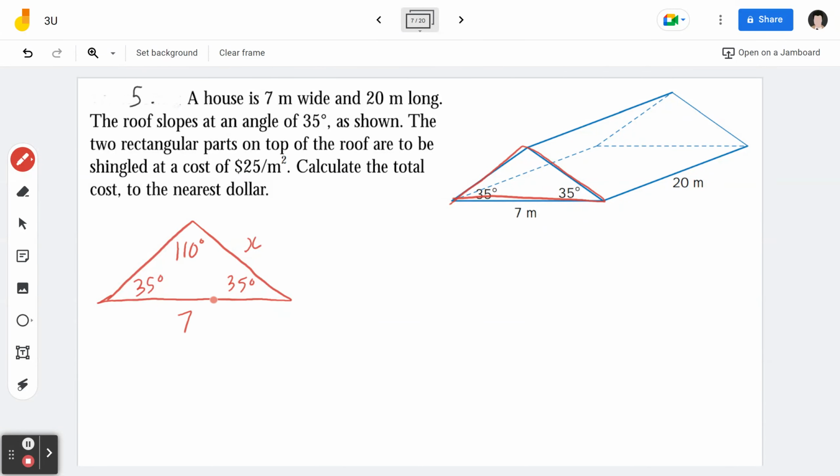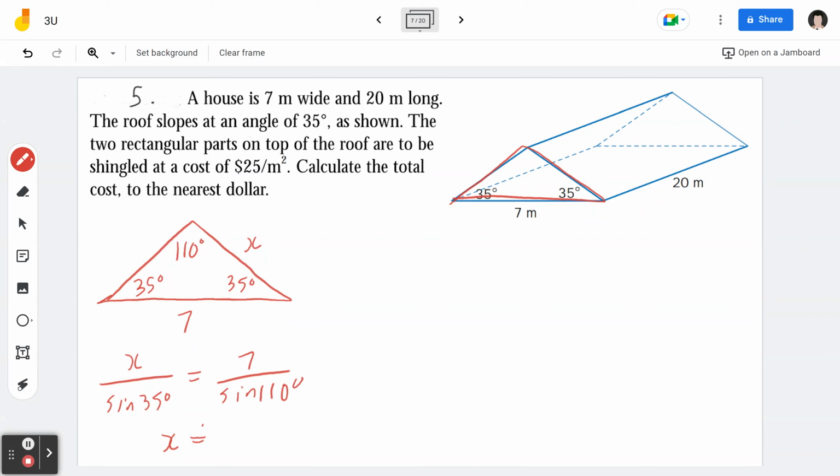This is going to be 7 meters. So to find X, you can apply the sine law. X divided by sine of 35 degrees equals 7 divided by sine of 110 degrees. Again, I'm grabbing my calculator. I'm going to work this out with you right now. So 7 times sine of 35 degrees, divided by sine of 110 degrees.